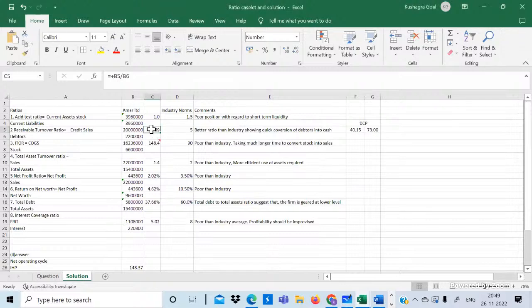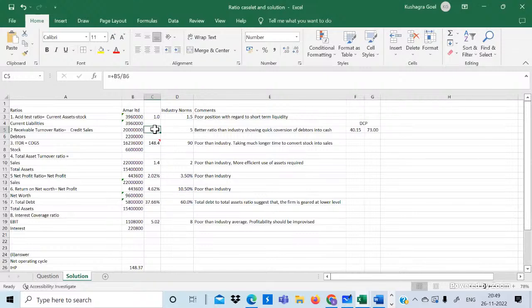Anyone struggling with this 9.09? The debtors turnover ratio is credit sales upon average receivables. In this case, we just have debtors, we don't have bills receivable. 9.09. Fine. Now what does debtors turnover ratio tell me? It tells me how many times my debtors are turning or churning around in a year. So as far as my company is concerned, I turn them around 9 times. My peers in the industry are able to turn them around only 5 times.